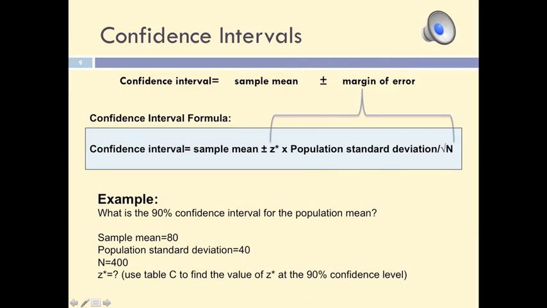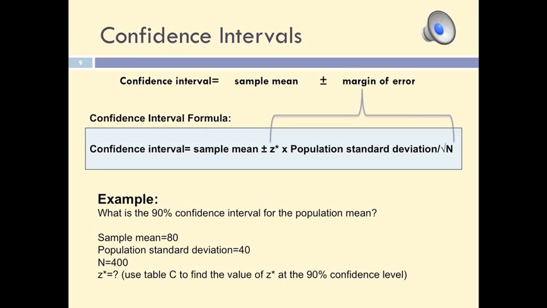Now let's put all the information together in one formula. We know that the confidence intervals are obtained by adding and subtracting the margin of error from the sample mean. We also know how to compute the margin of error using z star, the population standard deviation, and the sample size. So now we can put it all together into one formula that we can use directly when we need to compute a confidence interval.